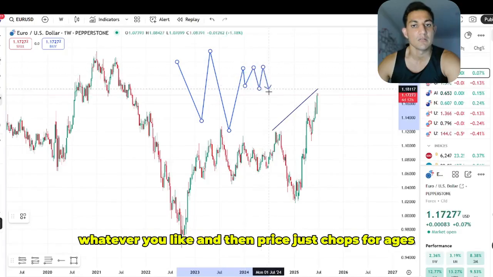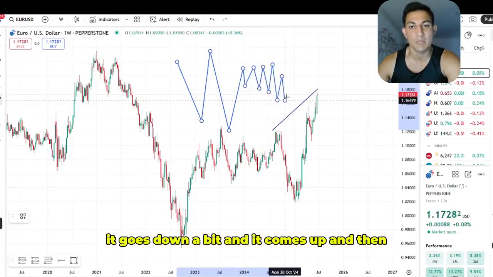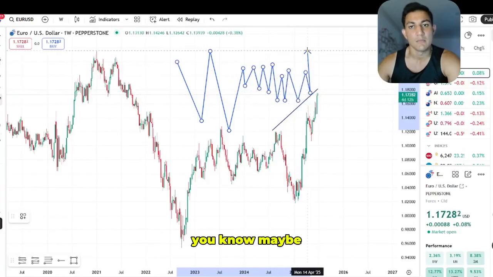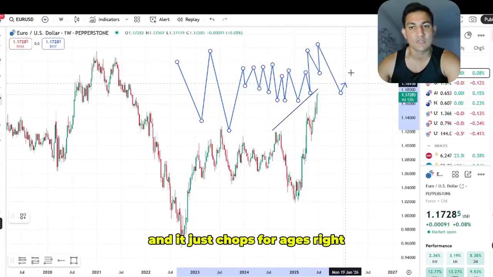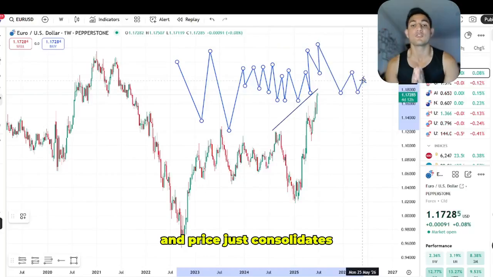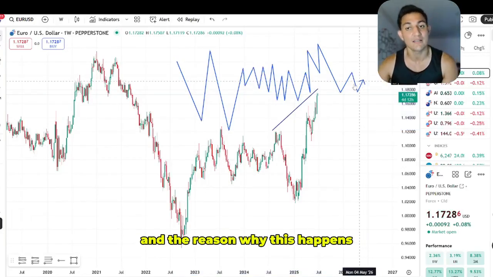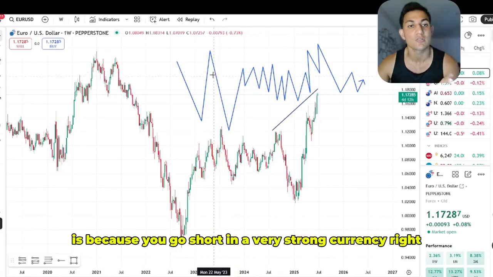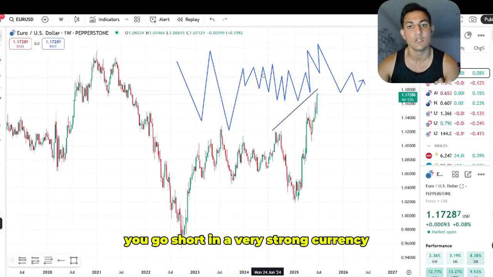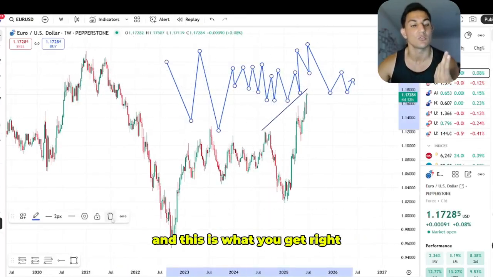just chops for ages, right? It just chops, it goes down a bit, and it comes up, and then maybe it just touches your stop loss, and then just chops for ages, right? And price just consolidates. It does nothing, it just chops around, and it's so annoying. And the reason why this happens is because you go short in a very strong currency, right? You go short in a very strong currency, and this is what you get, right?